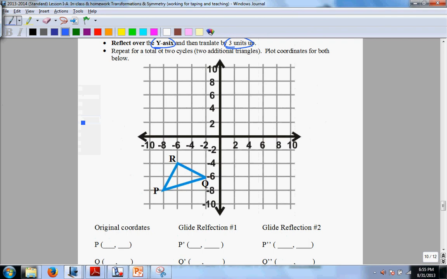Now to reflect over the y, let's get our rules out. If we have an x, y coordinate and we want to reflect over the y, the rule was to take the opposite of the x coordinate. That's the rule. That's going to reflect over the y. And then if we want to do 3 units up, technically that's along the y-axis.